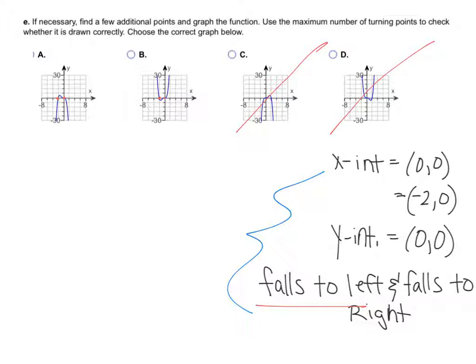Now, in part A, we found that the graph should fall to the left and fall to the right. That means that our tails will look something like this. The only graph that fits that criteria is choice A. So choice A is our answer.